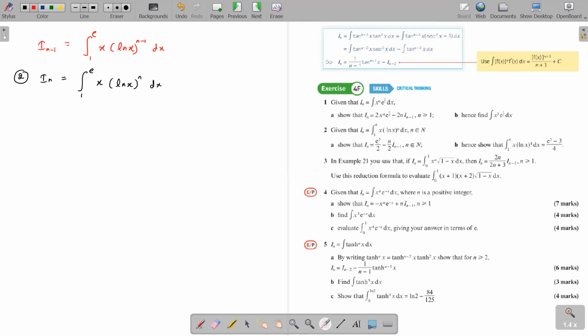So now what we need to do is try to get our reduction formula. To get this, you can see we have the I n minus 1, which means who will be your u, and who will be your v dash.